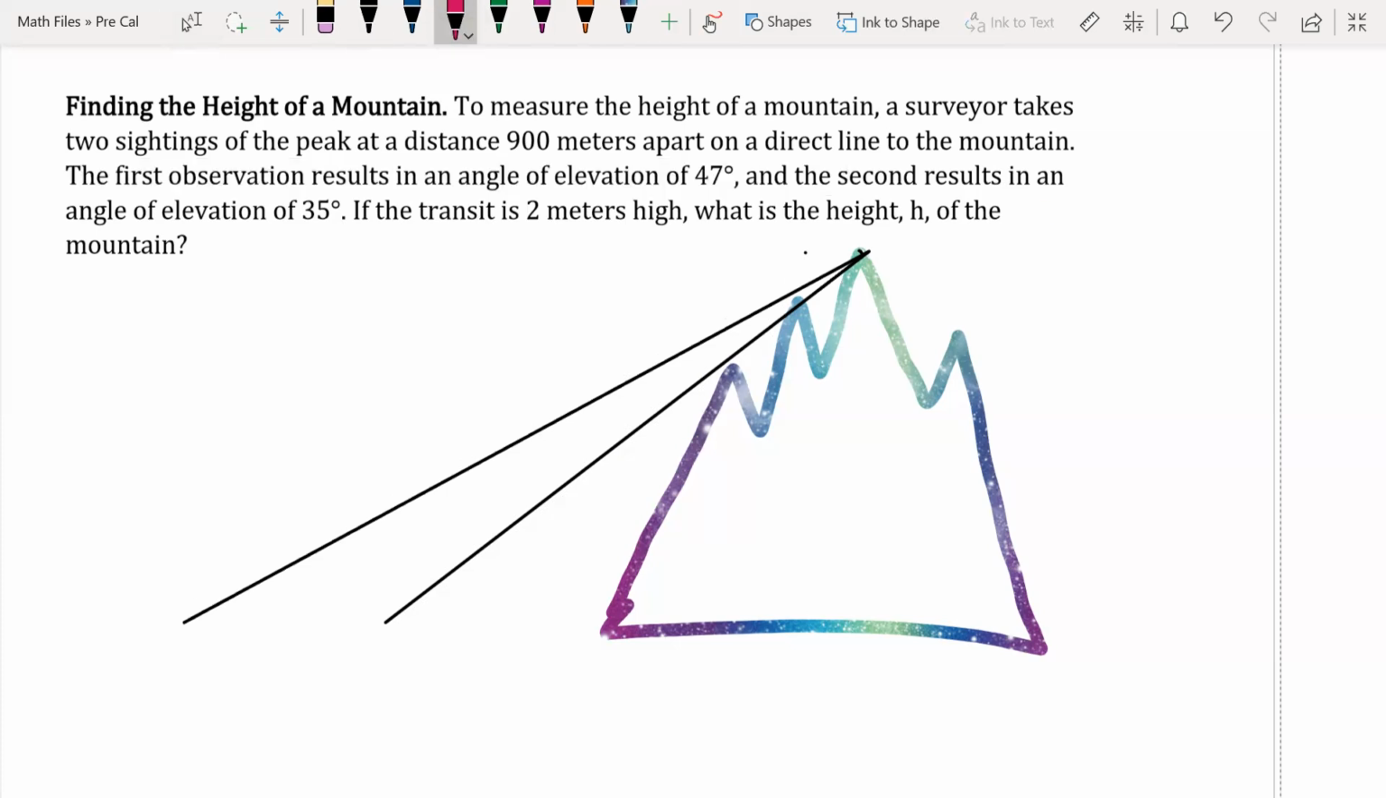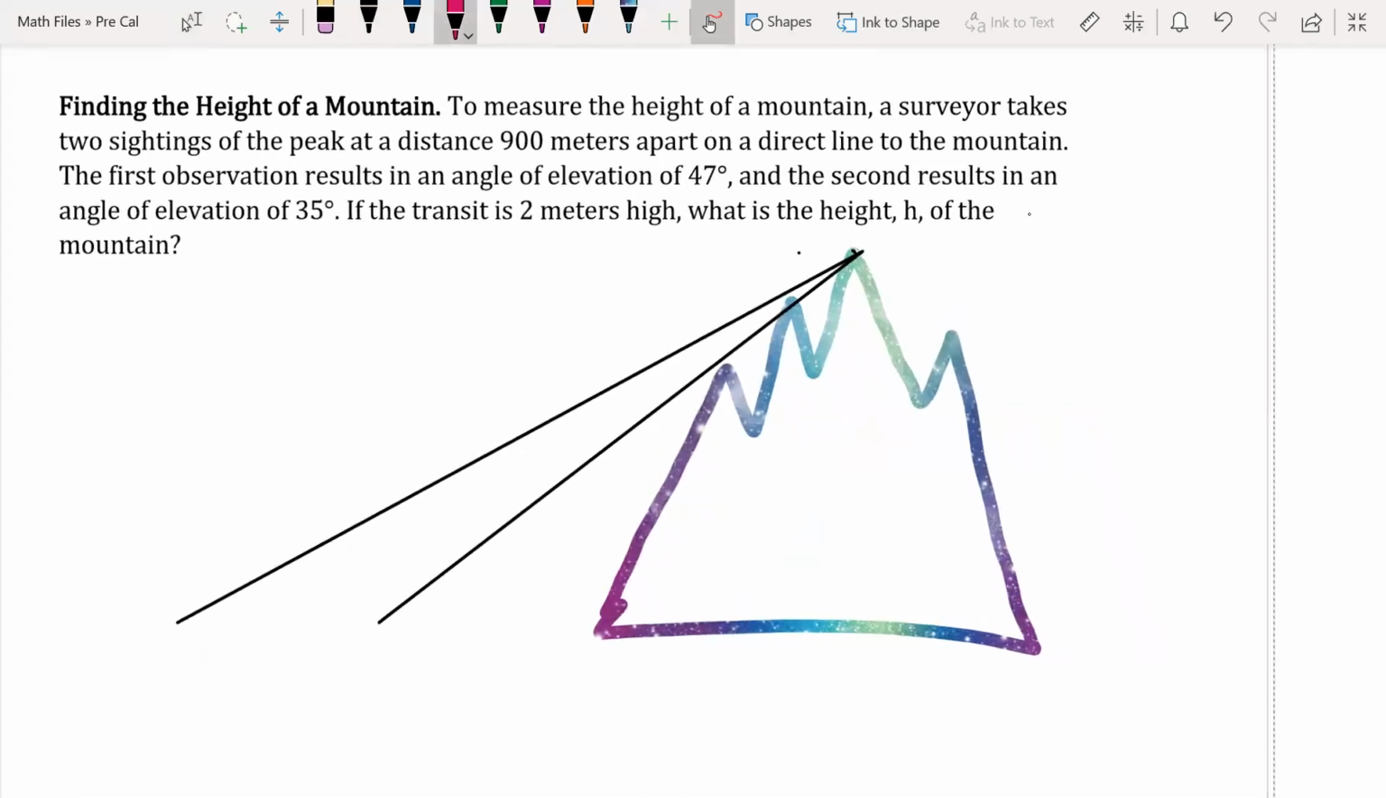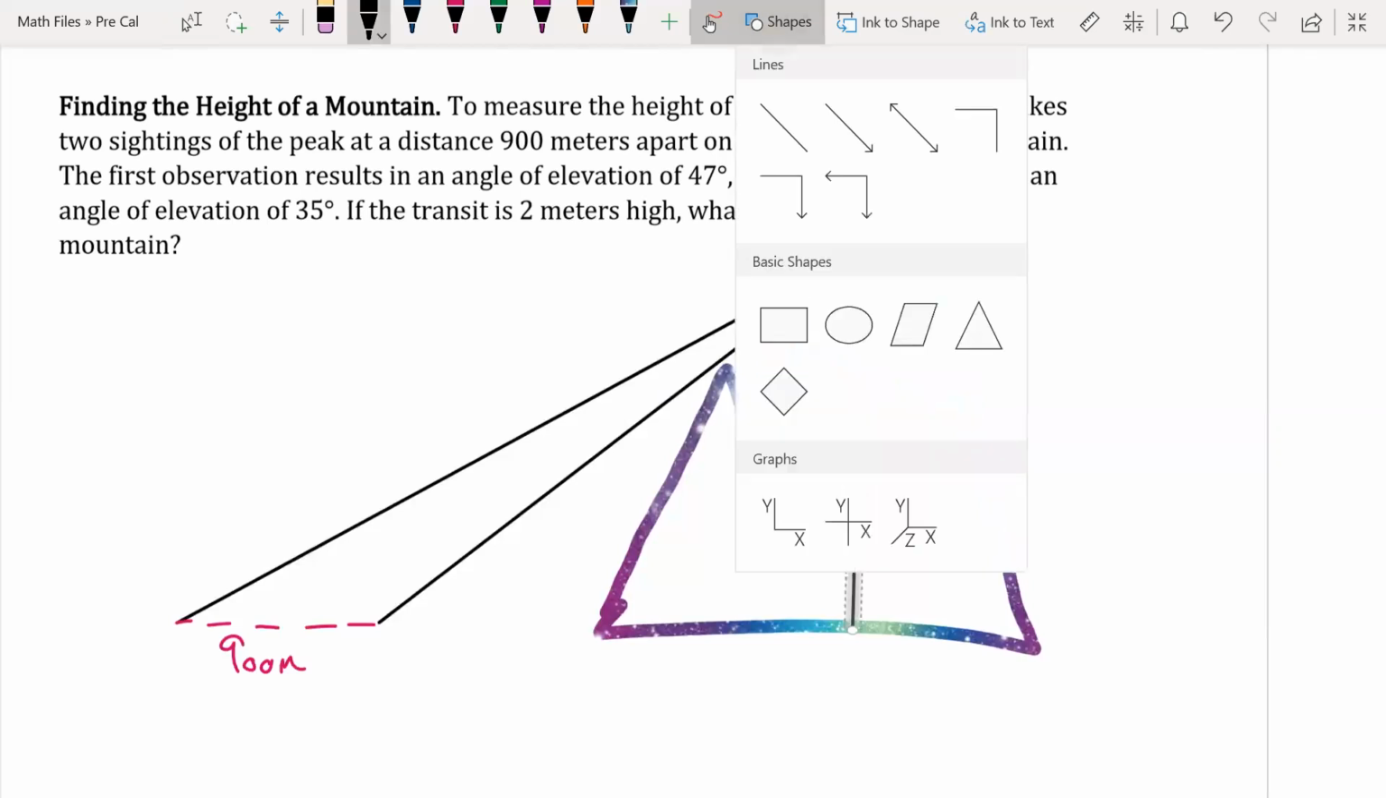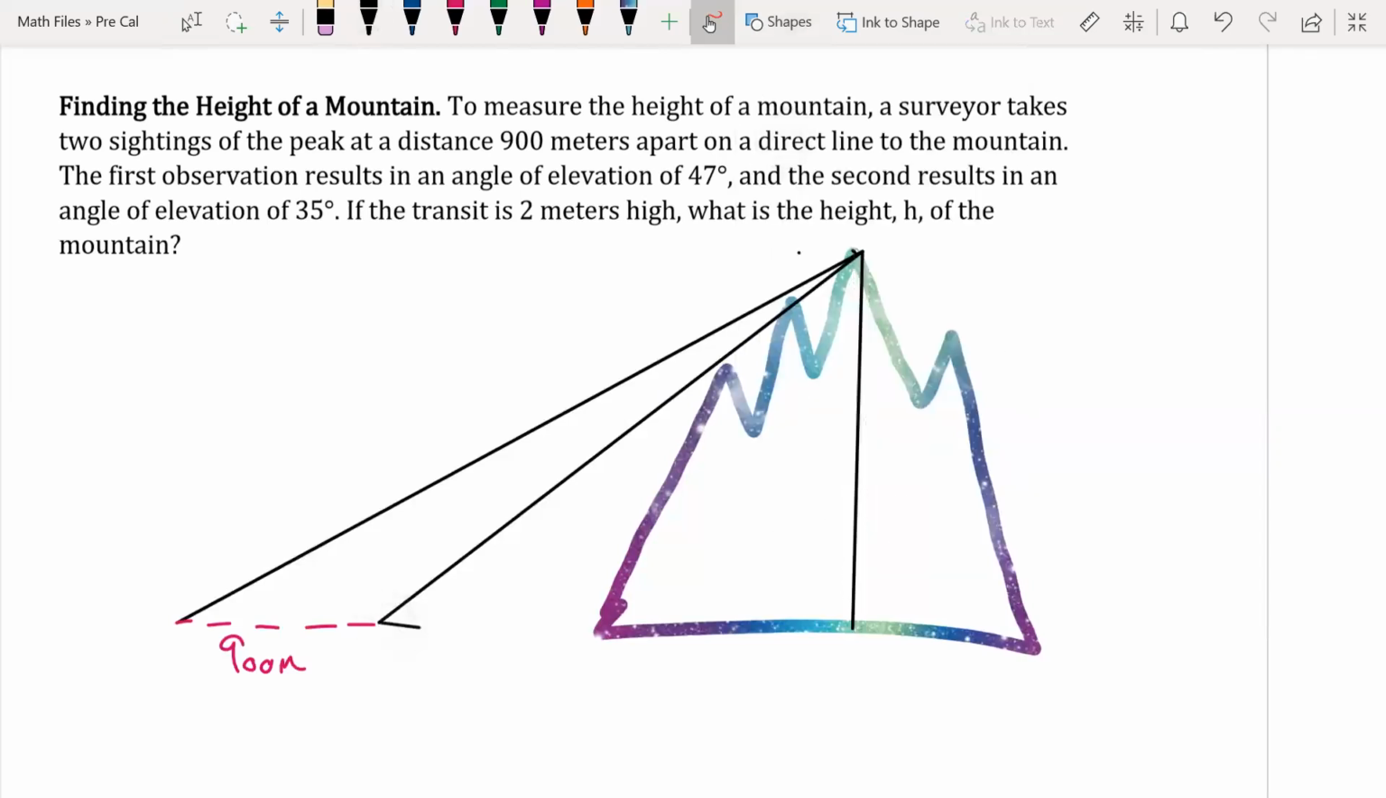Man, these word problems. Yep. So it's all about the diagram setup. So this is going to be the 900 meters apart. And then we want to know the height of the mountain. So that means that we're coming down here. And then one more. There we go.